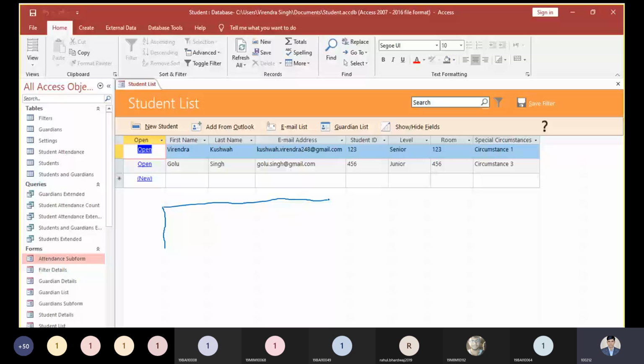The first name, next we have the last name, next the email address. I'm writing it in a simple way. Next we have the student ID, next the level, next the room, and last the circumstances. So this is known as the schema, or we can say the layout of the database or table.